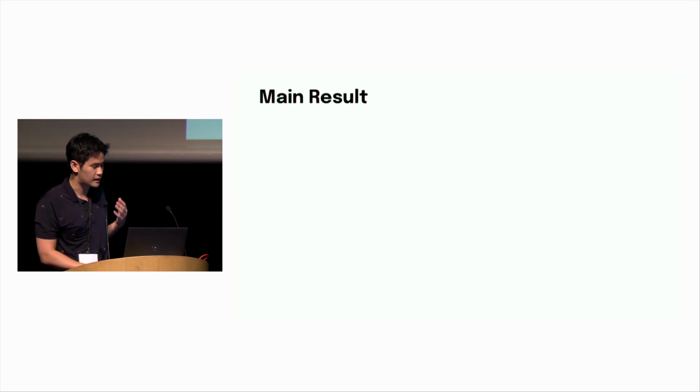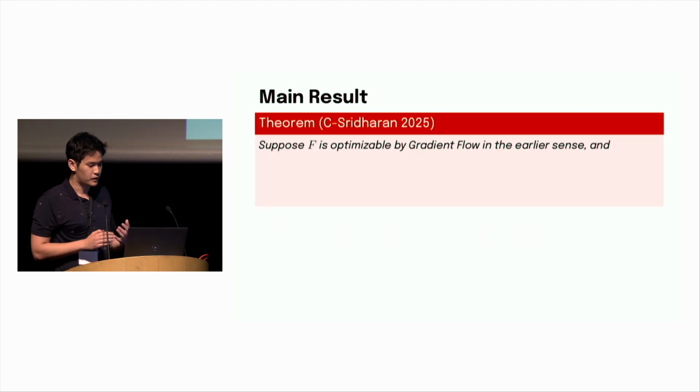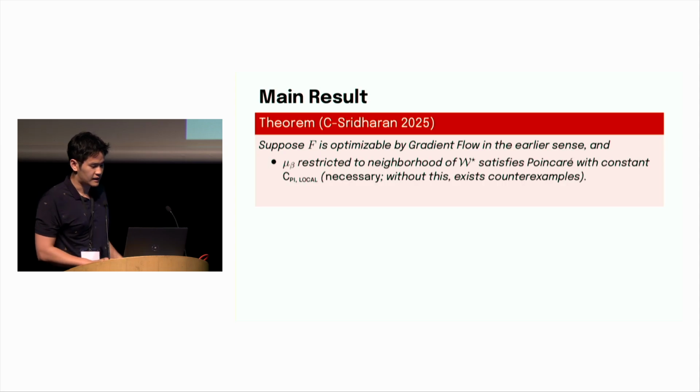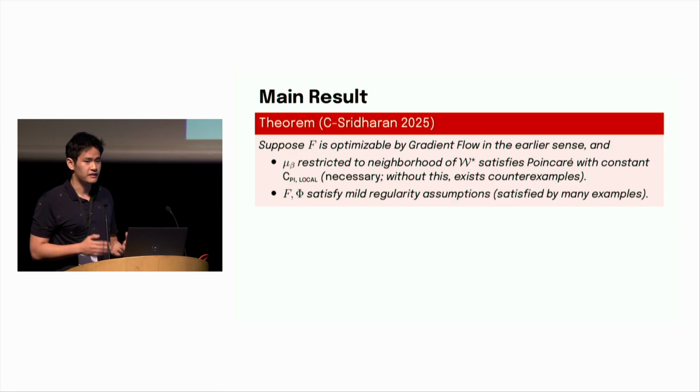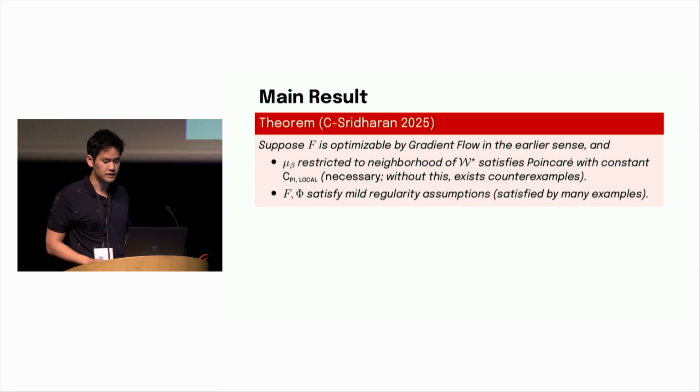In particular, we established the following. Suppose f is optimizable by gradient flow in the sense presented earlier, and furthermore that mu beta, when restricted to a neighborhood of w star, the global minimizers of f, satisfies a local Poincare inequality with constant C_PI local. This condition turns out to be necessary if you want fast convergence of Langevin Monte Carlo. Without it, there are counterexamples. And furthermore, f and phi satisfy some mild regularity assumptions, which are satisfied by many examples.